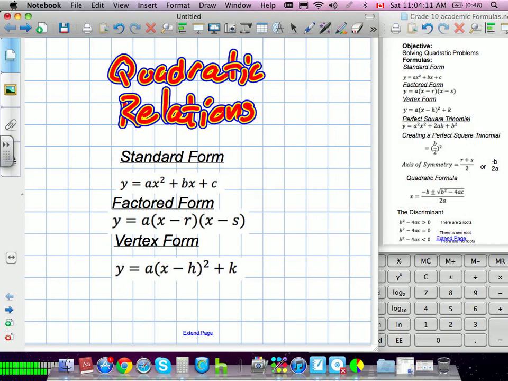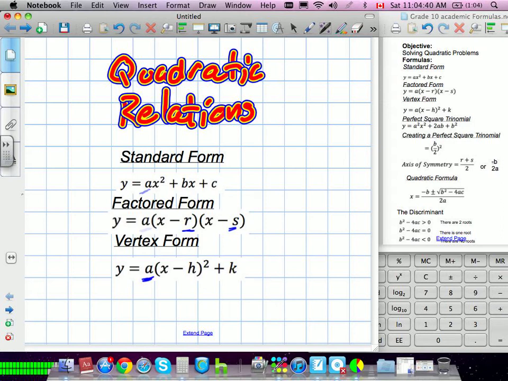Okay, so we're going to go over quadratic relations. There's three major forms for a quadratic relation, okay? This is called the standard form, where you have coefficients a, b, and c, and these are our main variables. We have a factored form, which can be of the exact same equation, just it looks different. We still have the same a's above, but this time we have two letters called r and s in our factored form. And then there's vertex form, which again we have an a.